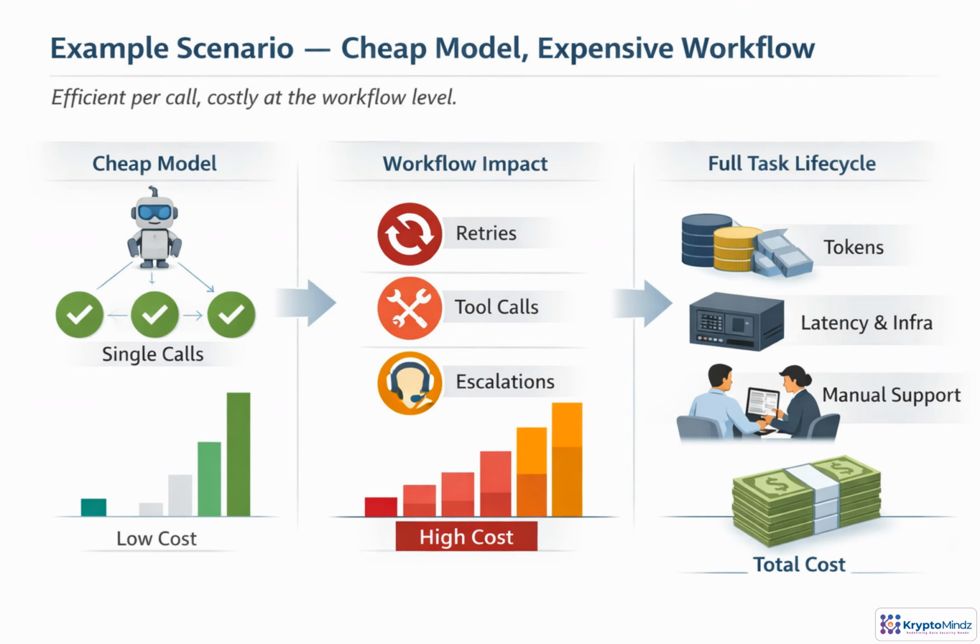Here's a common trap: choosing the model that looks cheapest per call. If it succeeds only 70% of the time, the workflow may need retries, extra tool calls, or human escalation. Those costs can quickly outweigh the savings. A more expensive model with 92% task success may finish in fewer steps and create less support burden. In FinOps, the real unit of analysis is not the inference. It is the completed task at acceptable quality.